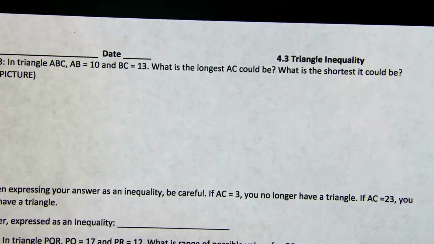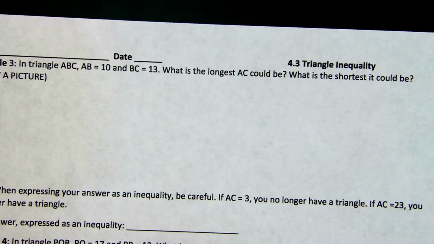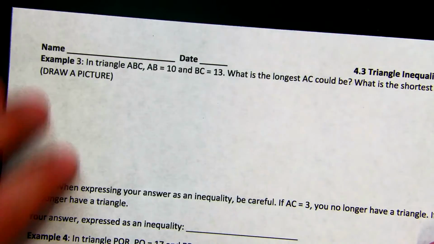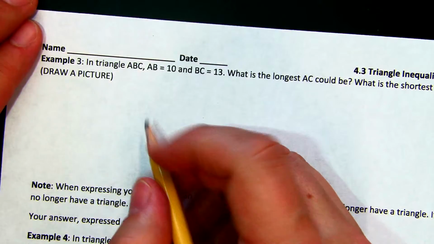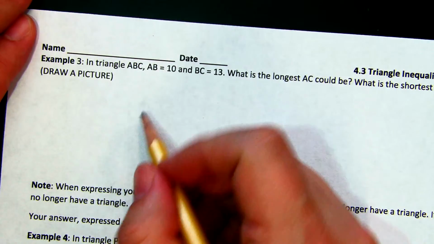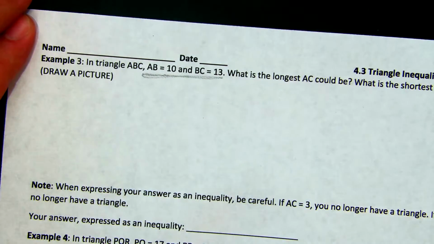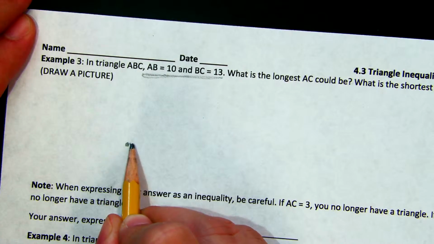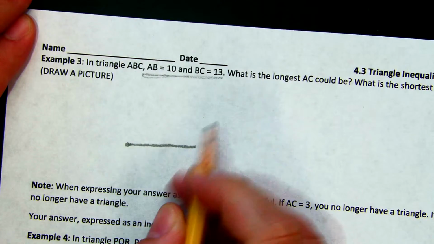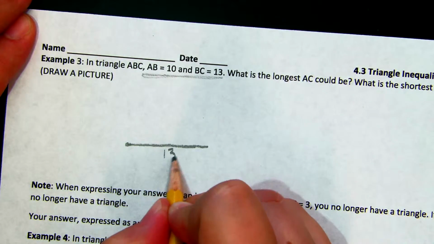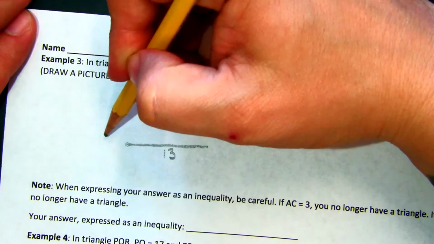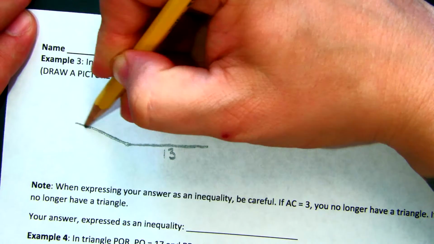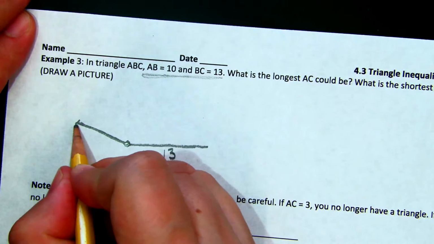So here's an example. Triangle ABC, AB equals 10, and BC equals 13. What is the longest AC could be? What is the shortest it could be? And I put here, draw a picture, because I think that's always a good idea if you don't have a picture. Well, the longest it could be, we saw in the examples before, is if these two segments, AB and BC, were going in almost opposite directions. Remember, they can't be going in completely the opposite direction, because then I won't have a triangle anymore.